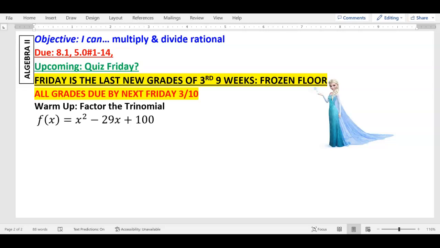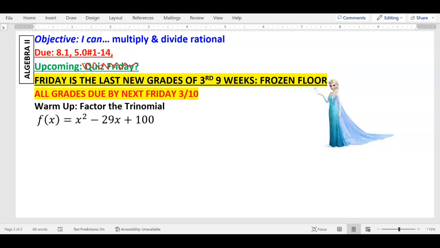I don't think we're gonna do a quiz Friday. I was thinking about doing that, but maybe not. Anyways, last 2 days you were doing 5.0, number 1 through 14. You want to make sure you do that. Do y'all see these two things? I talked about it yesterday.